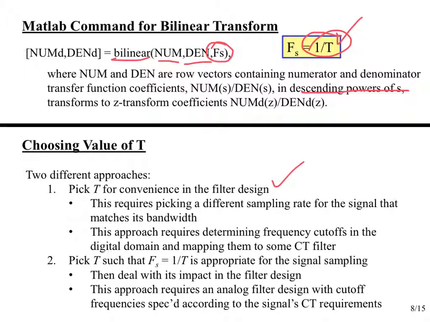So we'll need to specify our desired frequency cutoffs in the discrete time and then map them back to some appropriate continuous time filter, which will then get mapped with the bilinear transform.